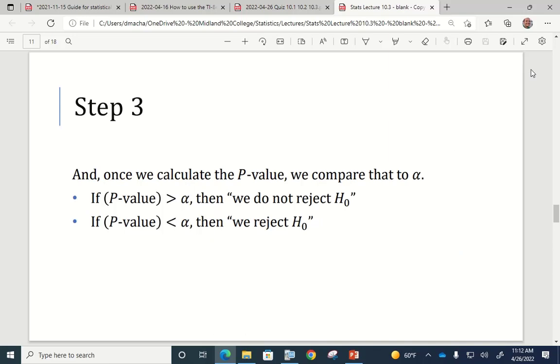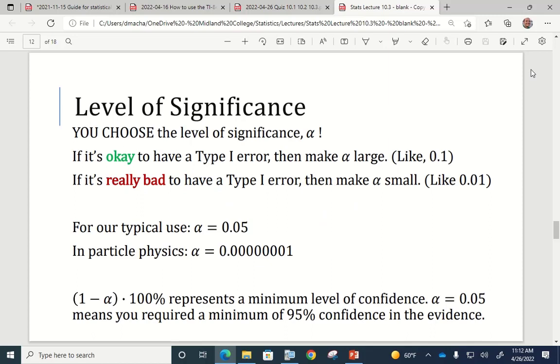Once we calculate our p-value, we're going to compare that to our chosen level of significance. And if the p-value is less than our level of significance, then we will reject the null hypothesis by concluding we do have enough evidence in favor of our alternative hypothesis. But if your p-value is too large, then you fail to reject your null hypothesis. Again, you choose your level of significance based on whether or not it's okay to have a type 1 error, because the level of significance is the probability of making a type 1 error. So there's a trade-off there.